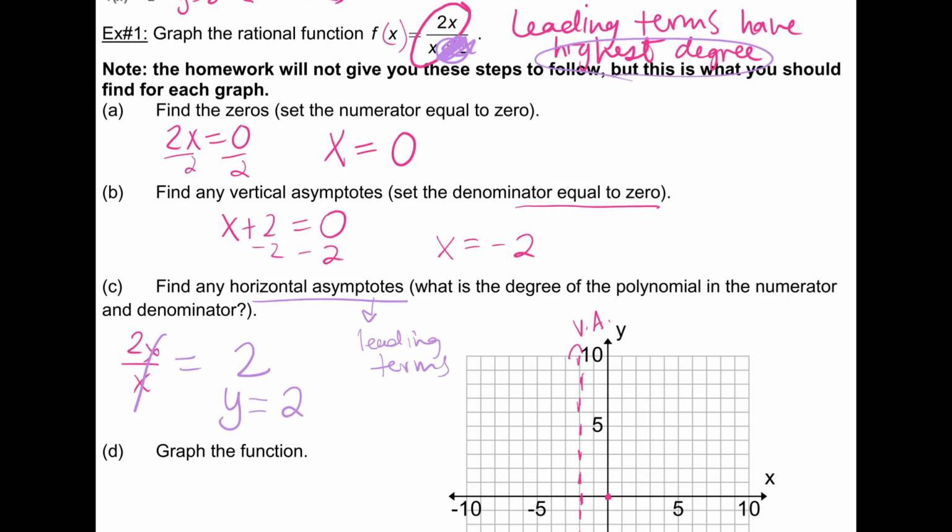So I know it's going to take another example or two for this really to sink in. Because if you think about it, if I put in a really, really big number, let's say I put in x equals 1,000,000, I would have 2 times 1,000,000 on top over 1,000,000 plus 2 on bottom. So really the plus 2 doesn't matter when I'm talking about really big numbers. Let's think about this another way.